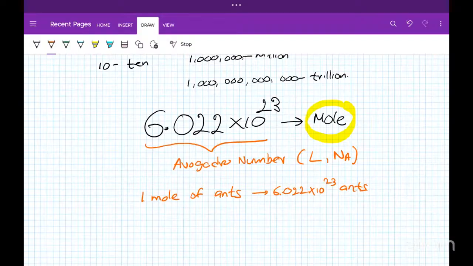So we have taken 1 mole of ants. 1 ant has 4 legs. Therefore there will be 4 moles of ant legs in this sample, right? So we can say 4 moles of ant legs. In terms of number, this is 4 into 6.022 into 10 to the power 23 ant legs.